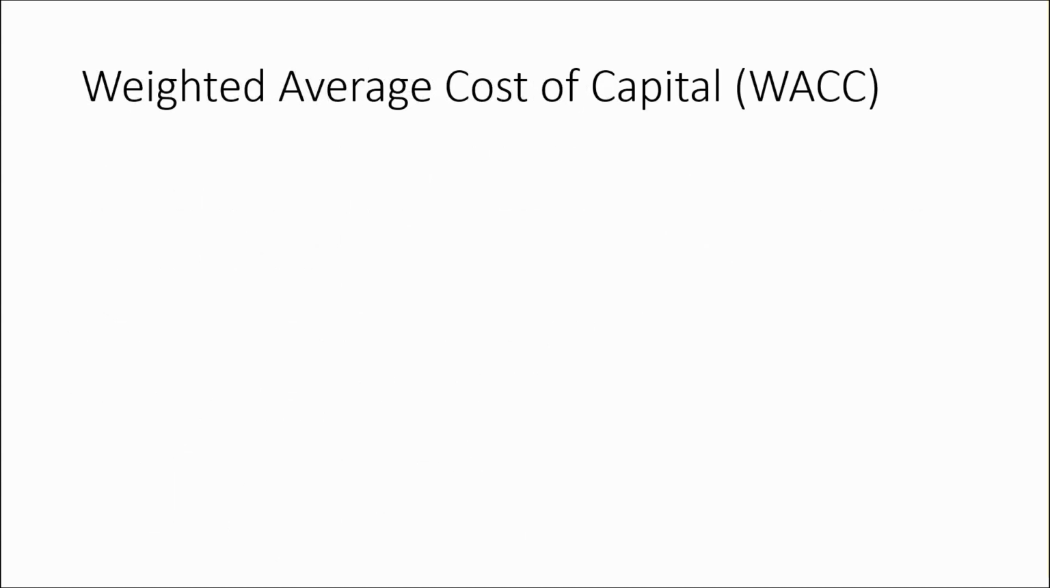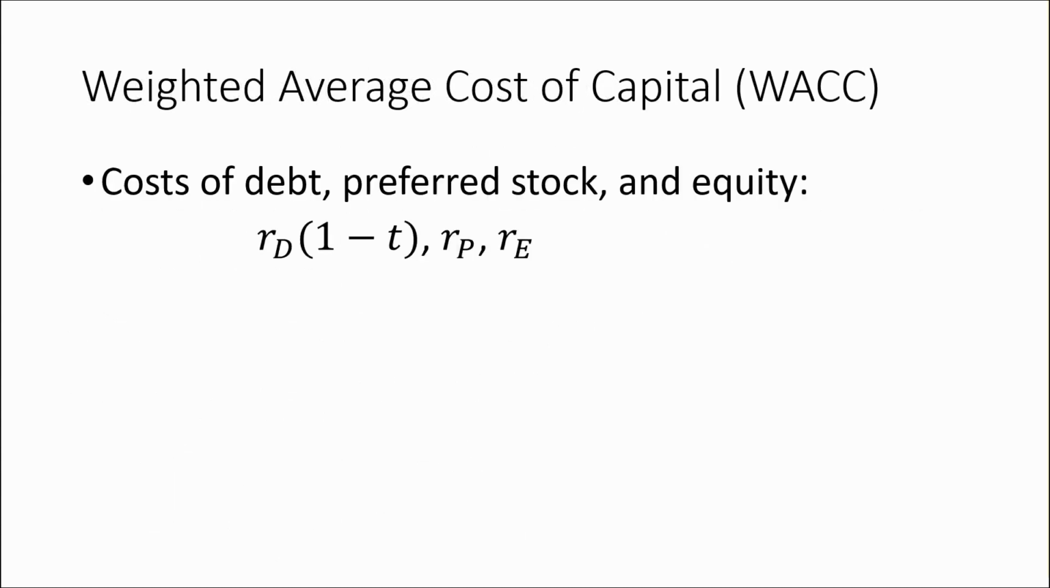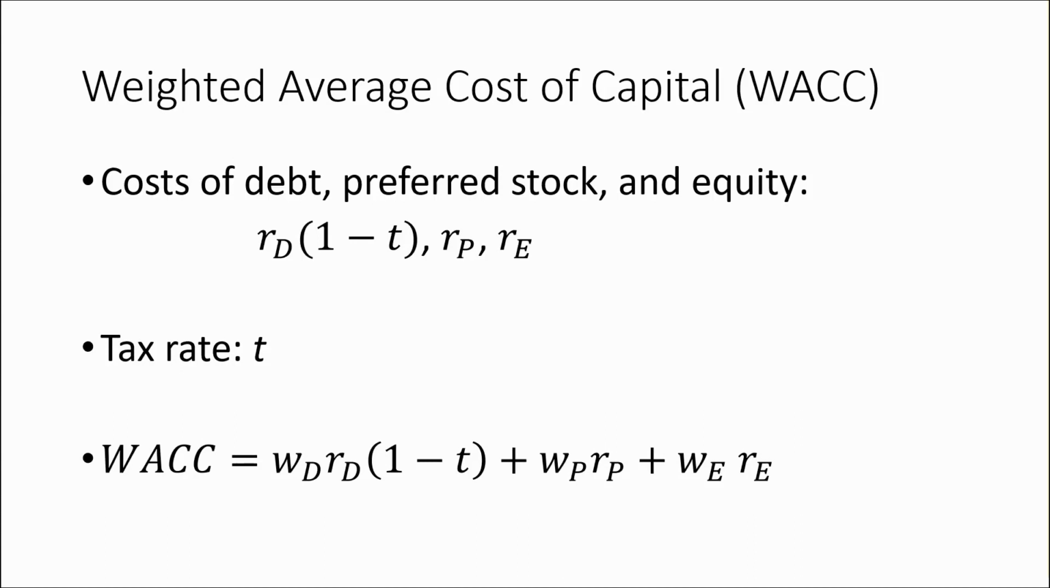We put all the weights and costs together. The costs are shown here, symbolized with the letter R. Notice that the cost of debt has the 1 minus T component. The T represents the corporate tax rate, which I'll come to later, but for now just accept that as giving us what's called the after-tax cost of debt, RD times 1 minus T. So we multiply all the costs by their appropriate weights, and that gives us the weighted average cost of capital, commonly referred to as WACC.